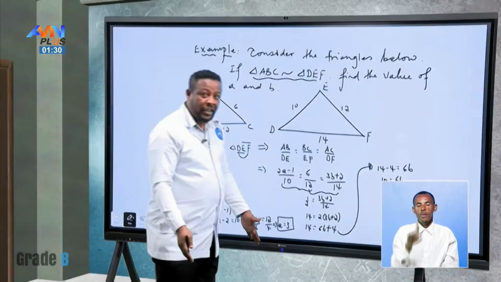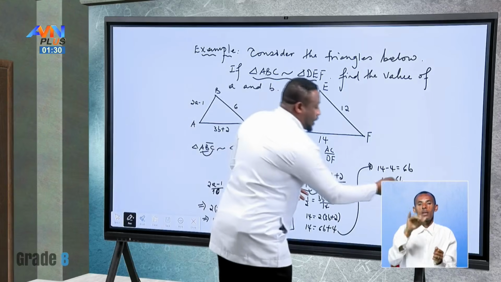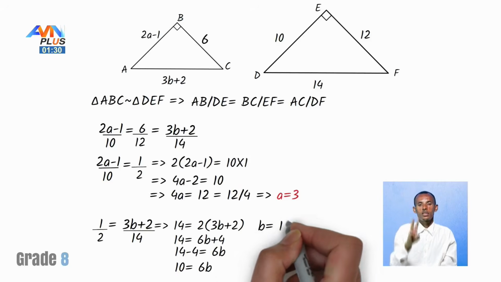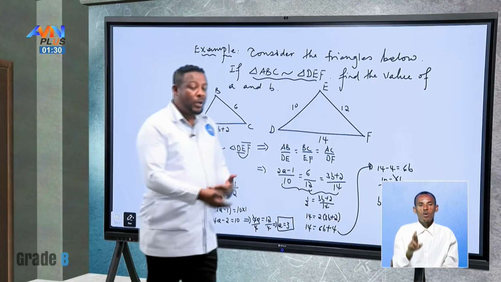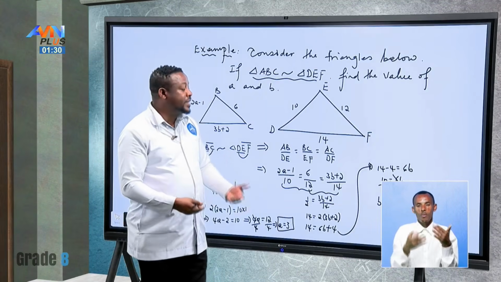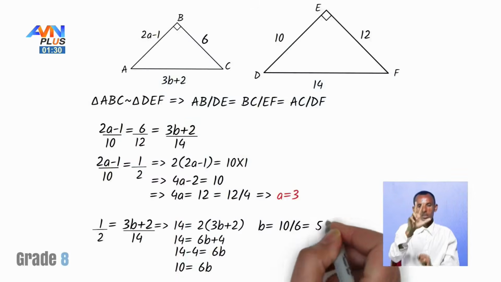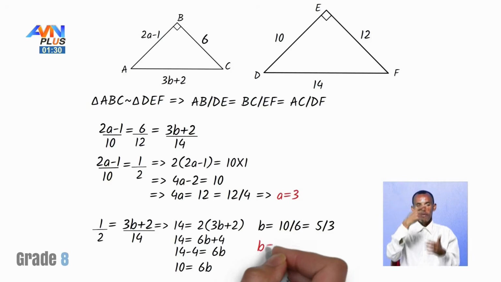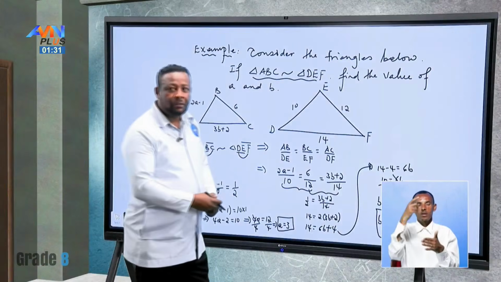Then lastly, you can divide both sides by 6. Divide both sides by 6, then b becomes 10 over 6, or the simplified form of 10 over 6 is 5 over 3. So our b value becomes 5 over 3. This is the value of b, right?